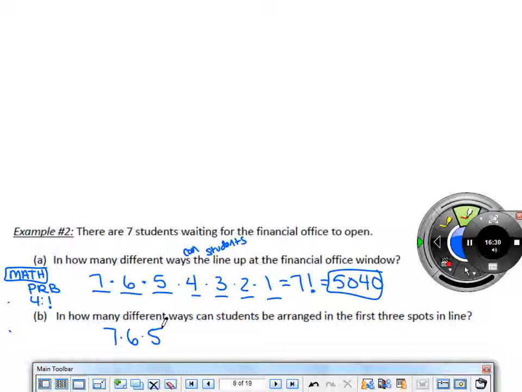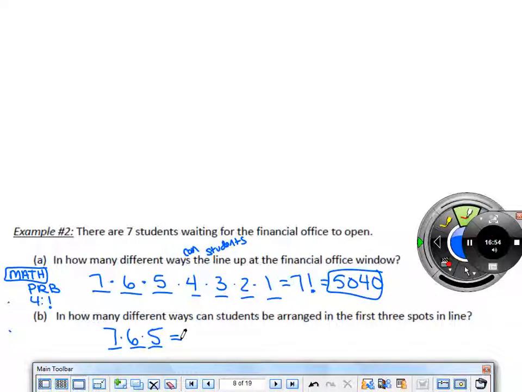Did I change the number of students waiting at the financial office? No, there's still 7 of them. So how many students could I have be first in line? 7 choices. Once that one is decided, how many people could be second in line? 6 different options, right? Once that has been decided, how many people are there to choose from to fill the 3rd spot? 5 different options. So it's going to be this calculation right here.